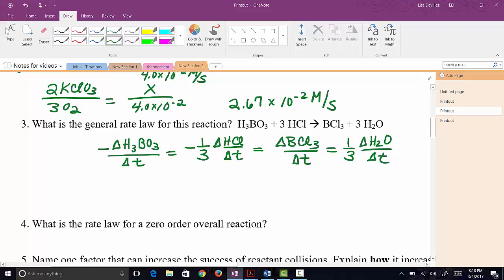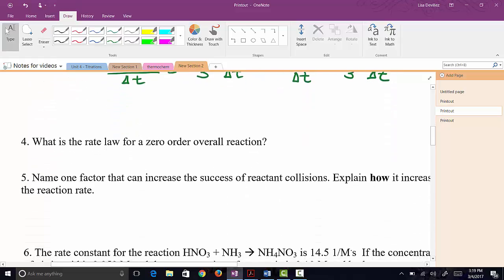Okay. All right. Number 4, what would be the rate law for a zero order overall reaction? Zero order means the reactant does not appear in the equation, so that is rate equals K. And what that means then is that the rate of the reaction never changes. No matter how the concentration changes, it still proceeds at the same rate.